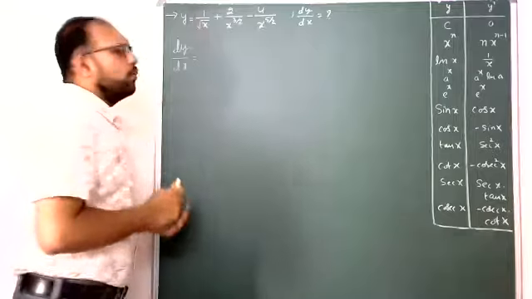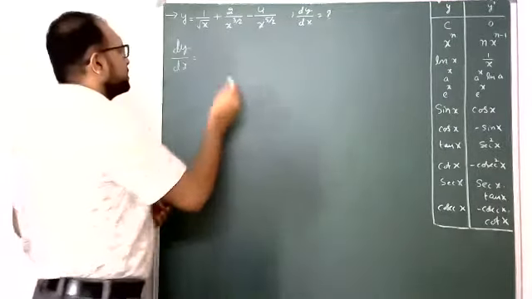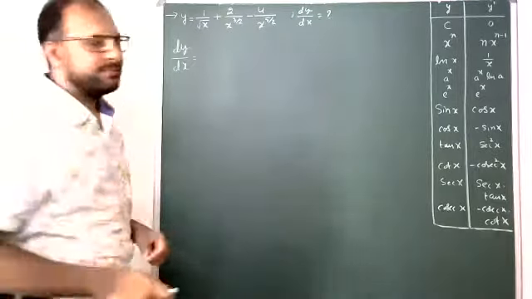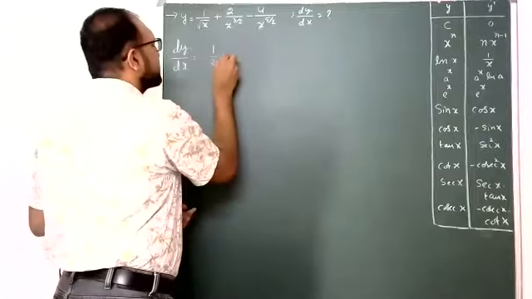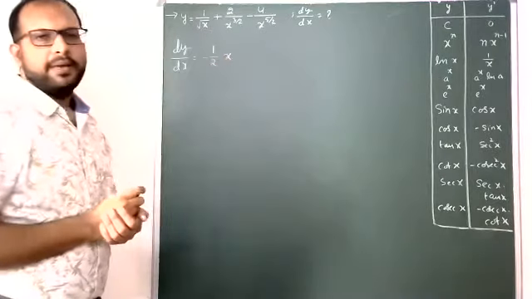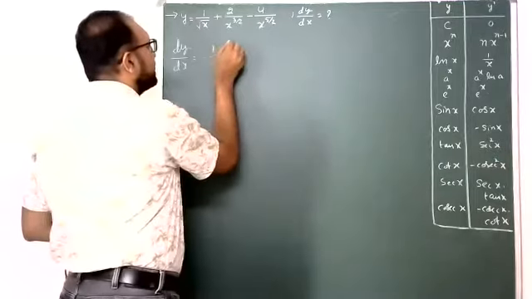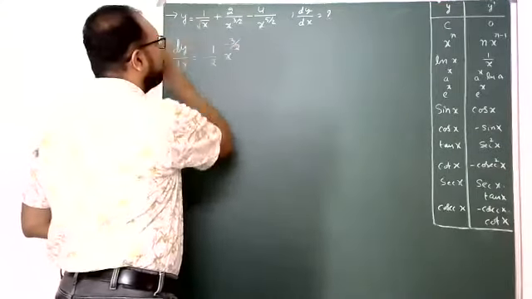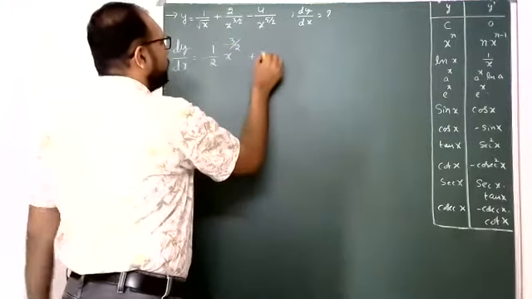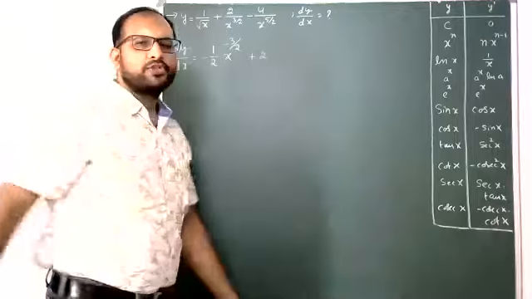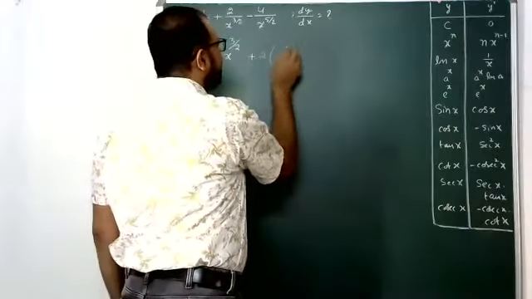First, 1 by root x means x to the power of minus 1 by 2. So this is the x to the power of n formula. Minus 1 by 2 x to the power of minus 1 by 2 minus 1, that is n minus 1, which gives minus 3 by 2. First term over. Second term plus 2. 2 is a constant. x to the power of minus 3 by 2, that is minus 3 by 2.